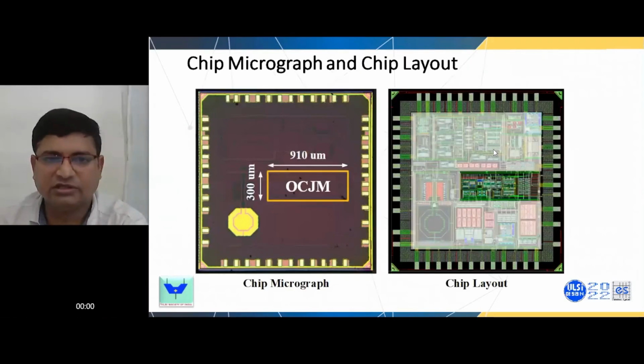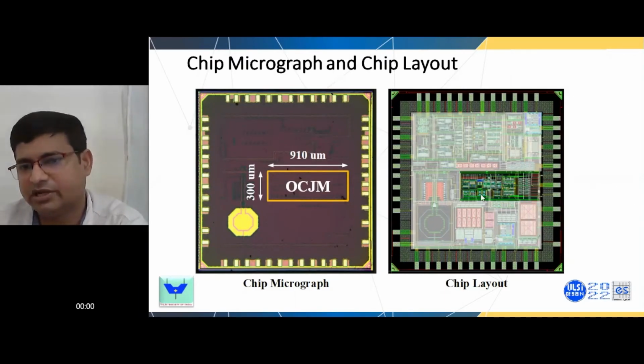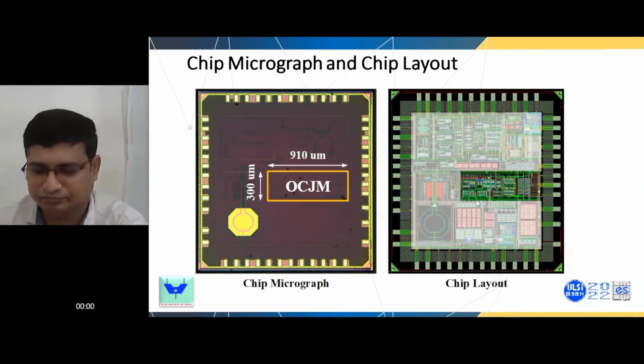And this is the chip implementation. You can see this is the chip micrograph, and this is the complete layout. And this part is the OCGM circuit. So this is 910 micrometer, and this is 300 micrometer. And this is fabricated in 65 nanometer technology.